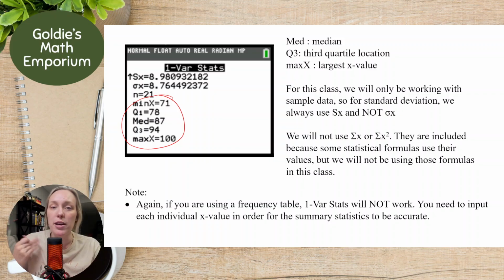Okay, and those are all the notes I've been talking about. Pause them if you want to read them. Again, frequency table, one var stats will not work. Okay, you need to input each individual X value in order for summary statistics to be accurate. If you tried using the frequency table with the frequency list, it's going to assume that you have 4 values of 71 and et cetera, et cetera. It doesn't work well when you don't have individual values.